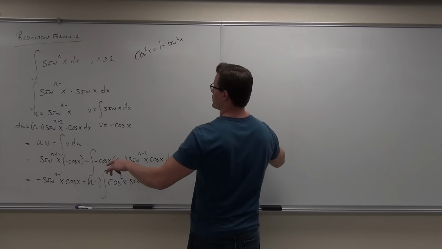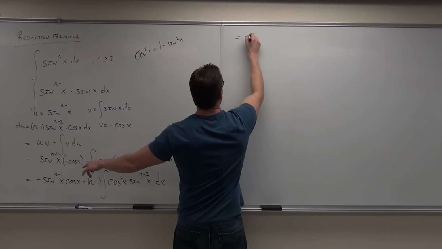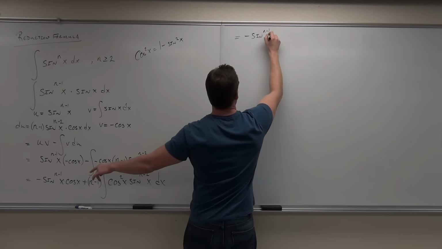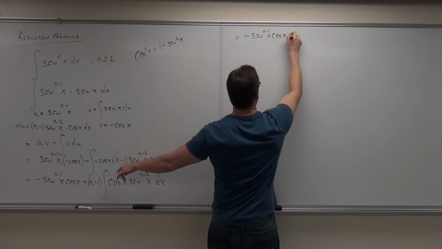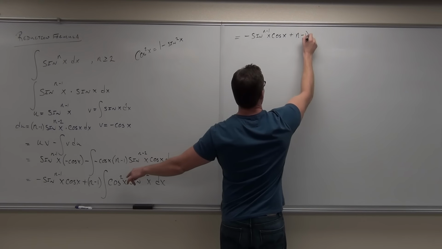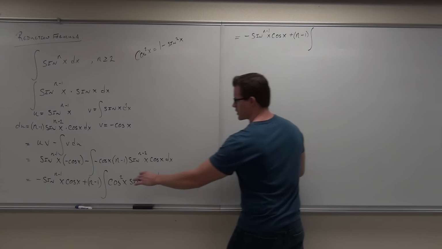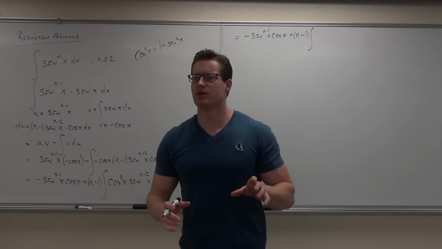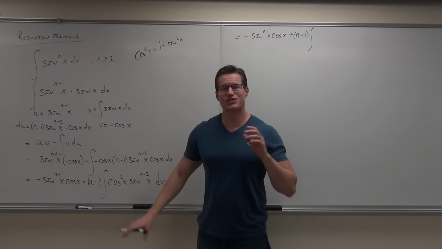So here we go. We know that this thing equals negative sine n minus 1 of x times cosine x plus n minus 1. Then, cosine squared? No. Let's not do cosine squared. What we're going to do here is replace that with sine, so we have sines, and you're going to see why in just a little bit.